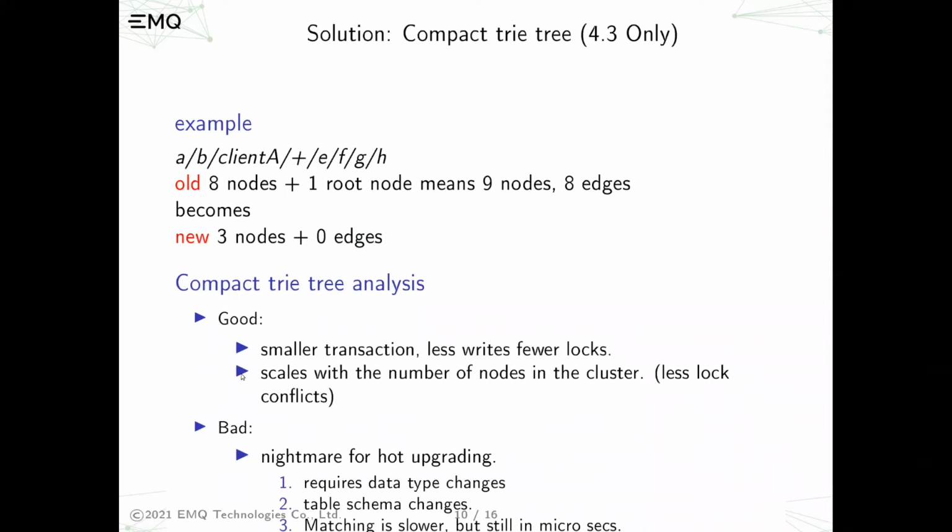The downside is that it's a nightmare for hot upgrading, and it requires a state type change and table schema change, and also the matching is a bit slower. I already explained why it is slower, but in my mind, it's slower at the microsecond level. It shouldn't be milliseconds, because it just requires a few additional ETS lookups. It should be at the microsecond level, 100 microseconds for a 5-level topic, I guess.